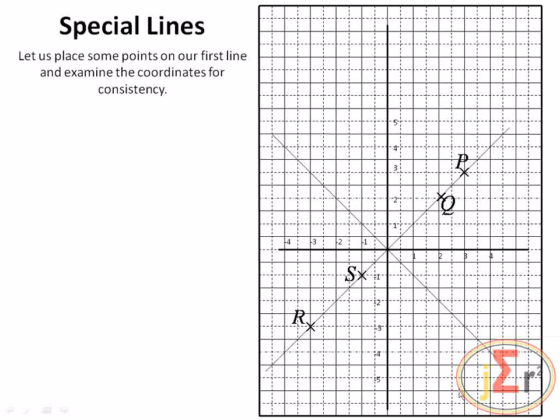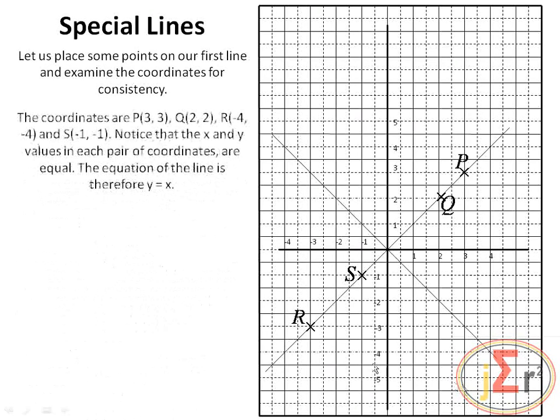What can be noticed about the coordinates of the points? The coordinates are P (3, 3), Q (2, 2), R (negative 4, negative 4), and S (negative 1, negative 1). Notice that the x and y values in each pair of coordinates are equal. No surprise. The equation of the line is therefore y is equal to x.